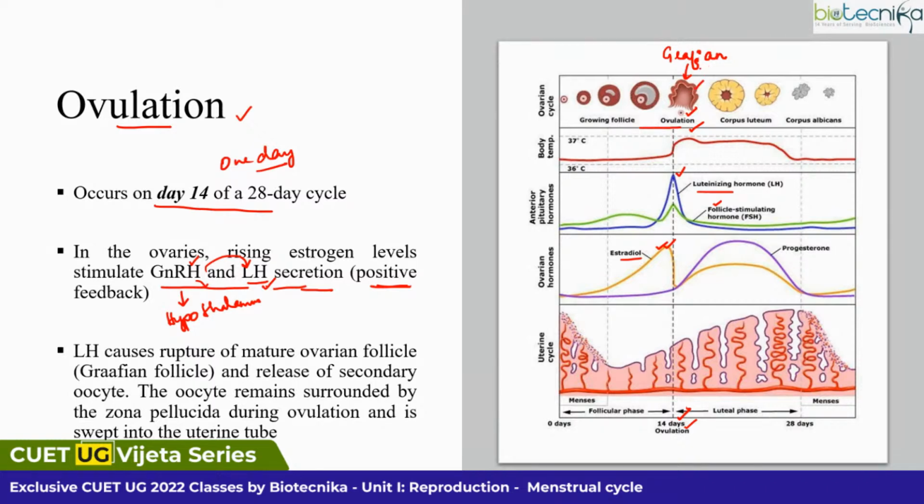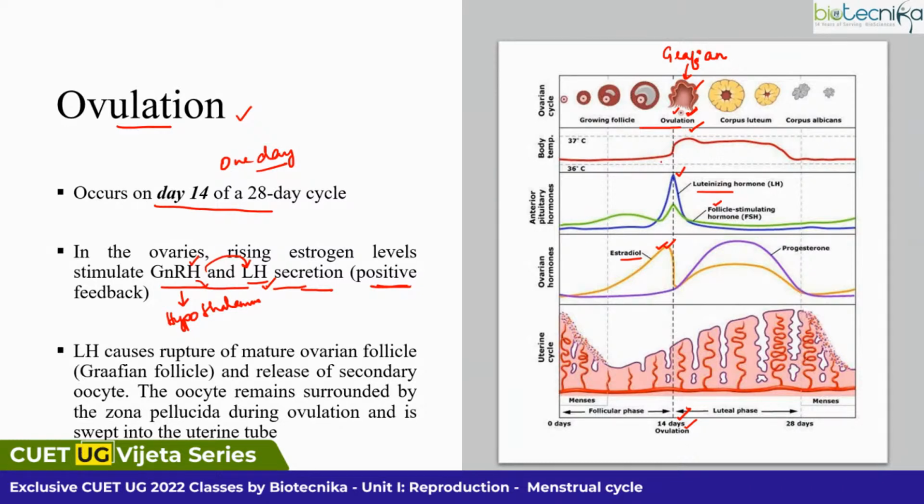So this is your Graafian follicle, right? There will be release of the oocyte. Now the oocyte is also present in different stages. This is presently the secondary oocyte. And this secondary oocyte, as I told you in the beginning also, is surrounded by the zona pellucida layer, as well as by the corona radiata. Once ovulation takes place, this secondary oocyte will further move into the fallopian tube or the uterine tube.